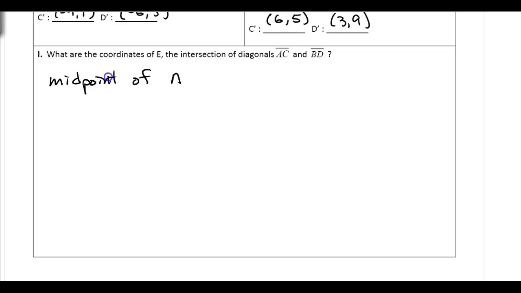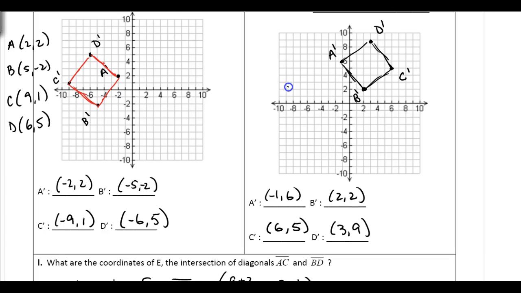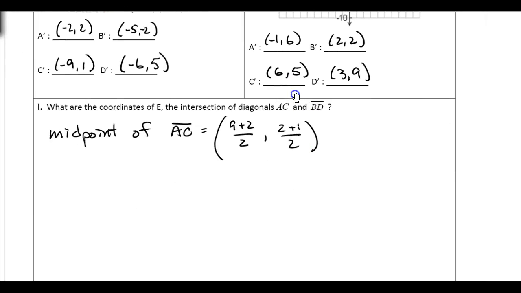of segment AC. So if you recall your midpoint formula, we're going to add the x's and divide by 2. So that's 9 plus 2 divided by 2. And 2 plus 1 divided by 2. Okay, I'm just getting that from these values of A and C that I rewrote from the first page. I added my x values and divided by 2, and I added my y values and divided by 2.